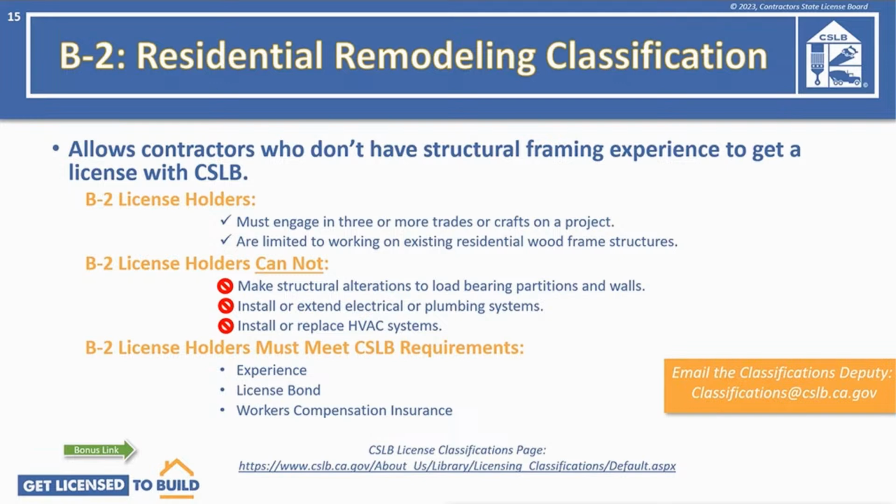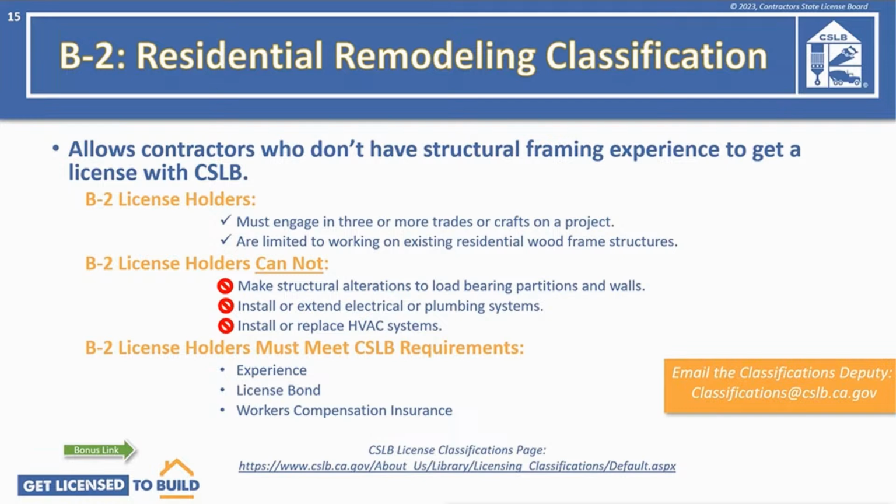There are some things B2 license holders cannot do. They cannot make structural alterations to load-bearing partitions and walls. They cannot install or extend electrical or plumbing systems. They can make modifications to existing systems, for example, install recessed lighting or alter plumbing for 2 shower heads. B2 licenses also cannot install or replace an HVAC system.